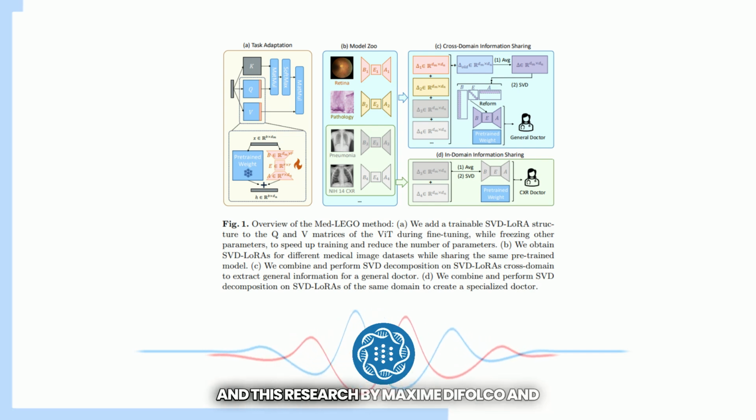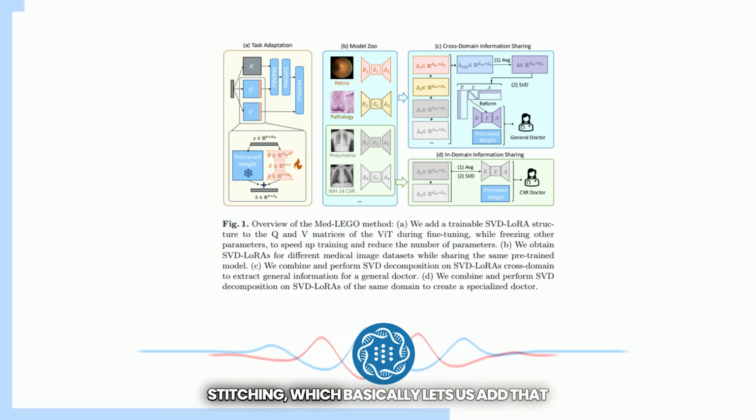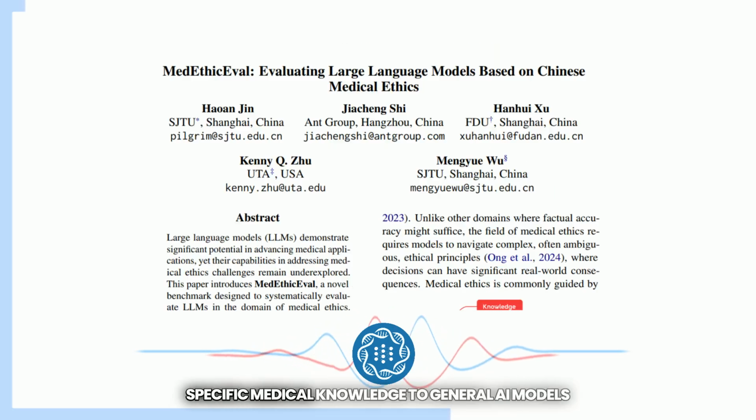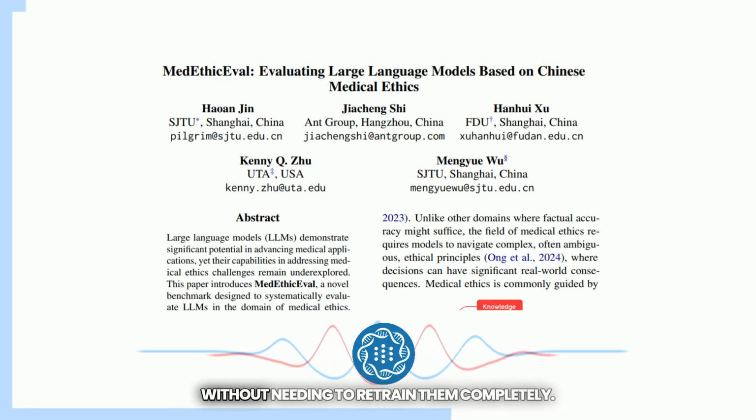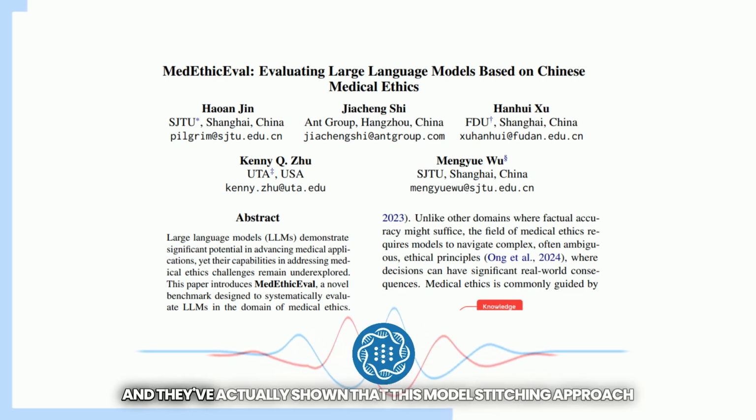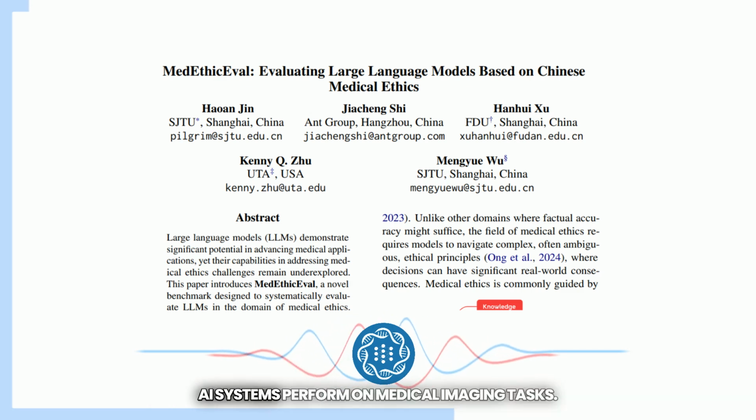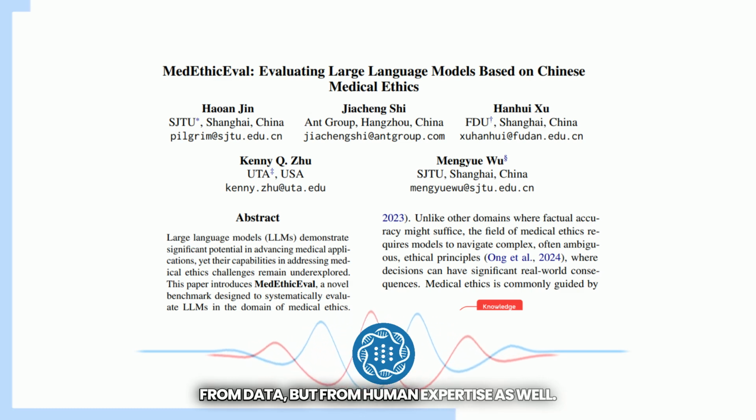Exactly. And this research by Maxime Defolco and their colleagues explores a technique called model stitching, which basically lets us add that specific medical knowledge to general AI models without needing to retrain them completely. So it's like a shortcut to becoming an expert. Exactly. And they've actually shown that this model stitching approach can lead to significant improvements in how well these AI systems perform on medical imaging tasks. It's like the AI is learning not just from data, but from human expertise as well.